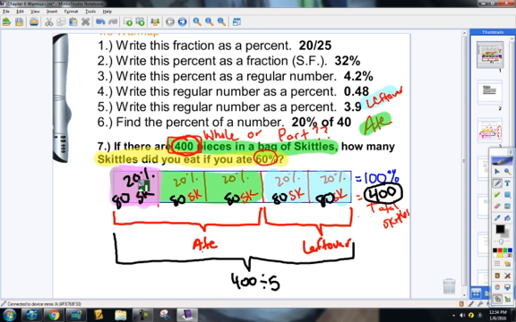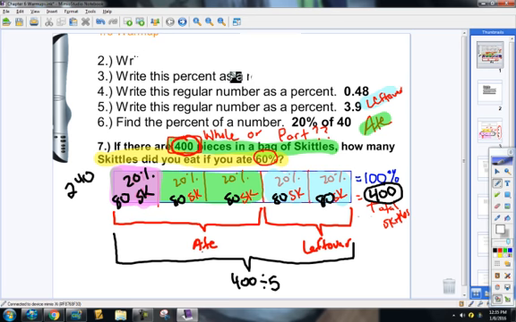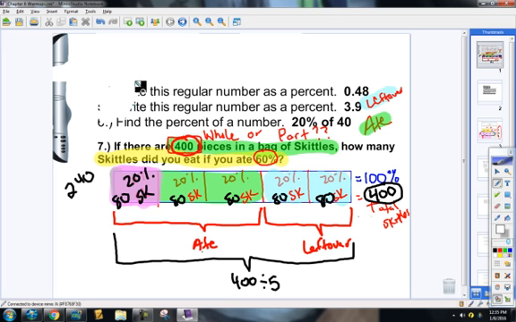If I would have told you I had only eaten 20% of the Skittles, how many Skittles did I eat? Taylor? 80. Absolutely. If I would have eaten 40% of those Skittles, 160 Skittles. If I would have eaten 60%, which I did, I would have eaten, Tyler? 240 Skittles. So that's why the answer is 240. Is that making sense now, guys? It gets easier as you go. It's just kind of complicated getting it all set up.